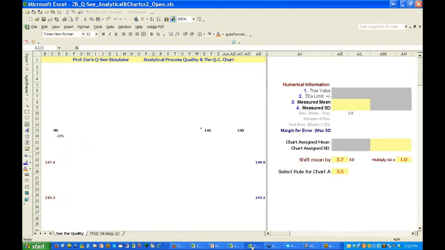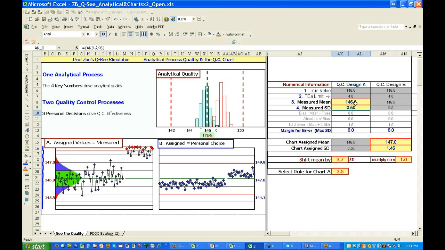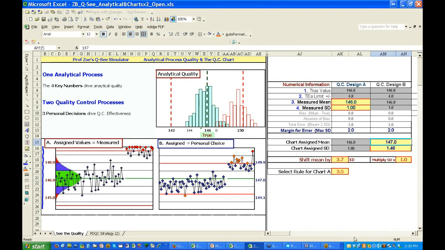Well, I had fun. I like working with these simulators. I have found that these, for the students, make all the difference in the world. When you can go in here and just change the SD and see what happens, it makes a big difference. And you can change your decisions, and you can drive what goes on, and that puts people in charge of QC.